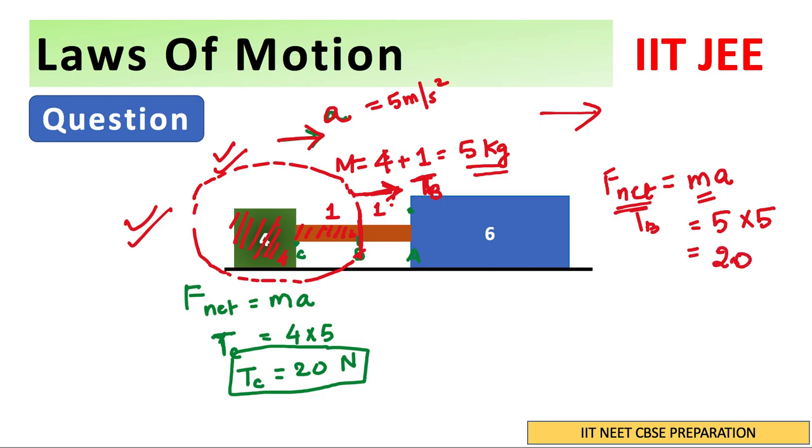So very simple, I think, not very difficult. If you go systematically step by step, then it's very easy to find out the tension at 3 points of the rope.